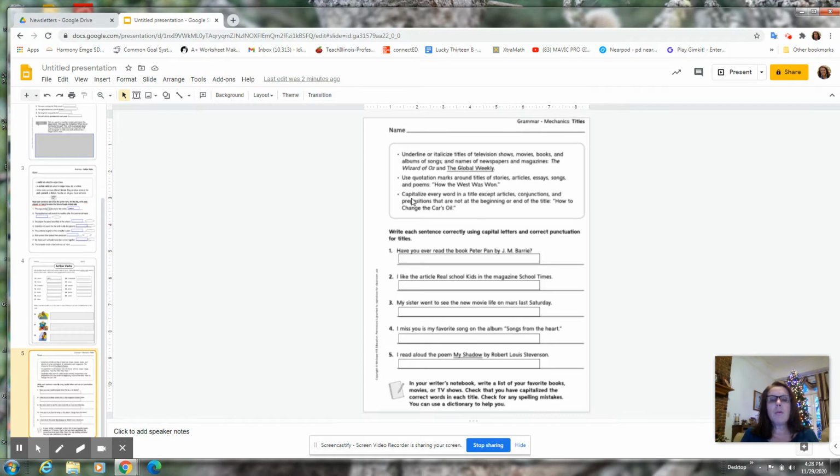And you need to remember, too, to capitalize every word in a title except articles, conjunctions, and prepositions that are not at the beginning or end of the title. Those are those little words, those small words, as in, of, at, the. You don't need to capitalize those. But any of your nouns or verbs or adjectives, those need to be capitalized.